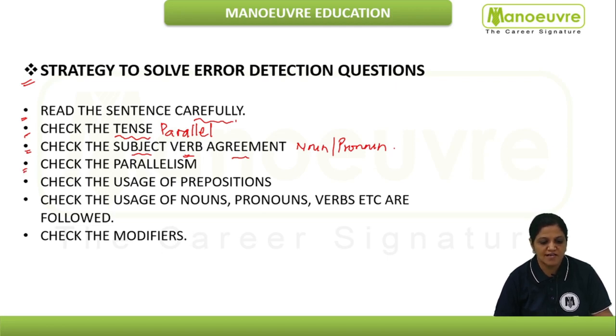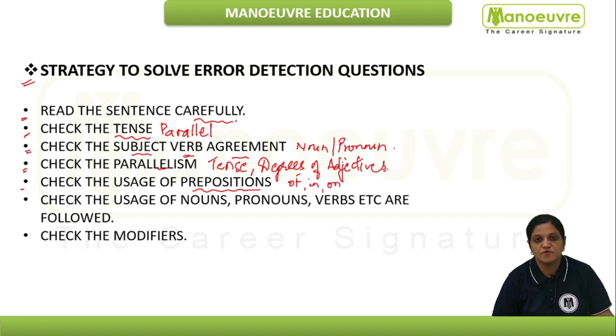Next is check the parallelism. It can be in terms of tense as we discussed, and it can also be regarding the degrees of adjective that we have to take care of. We have to check that everything is going parallel. Next is check the usage of prepositions. Prepositions like of, in, on. We need to check that appropriate prepositions are used in the sentence. Next is check the usage of nouns, pronouns, and verbs, that they are properly used in the sentences.